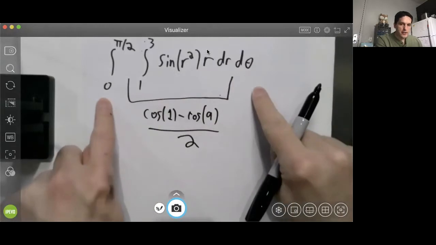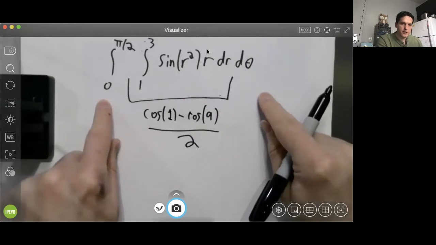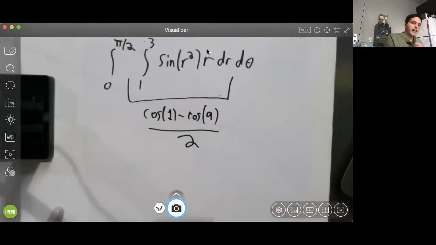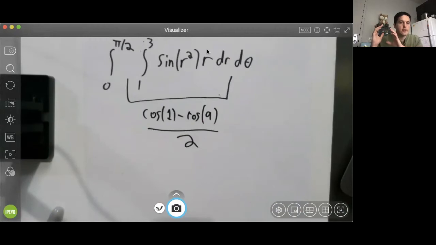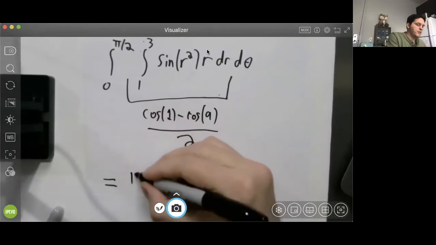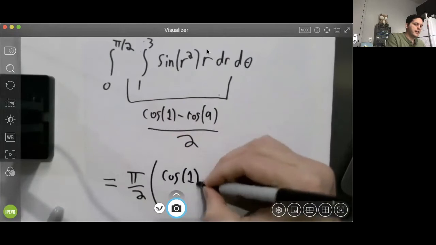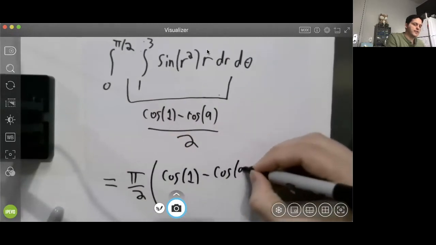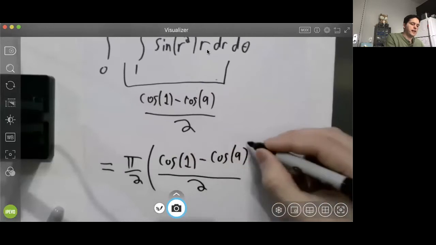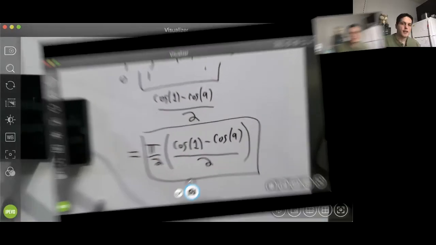Now, to do the outer integral, we're integrating this constant from 0 to pi over 2. So what happens when you integrate a constant? The answer is just that constant value multiplied by the length of the interval that you're integrating over. So what we get finally is pi over 2 multiplied by cosine of 1 minus cosine of 9 divided by 2. That is the final answer.